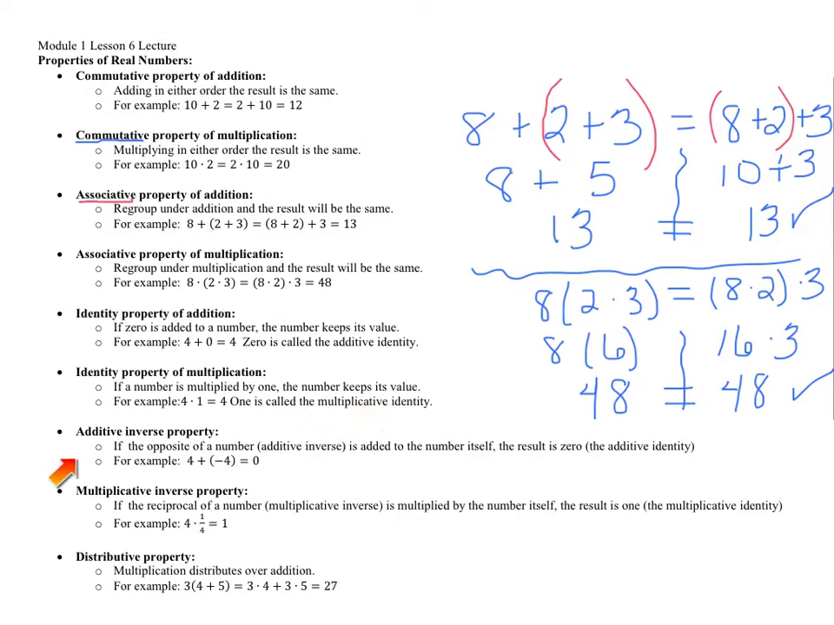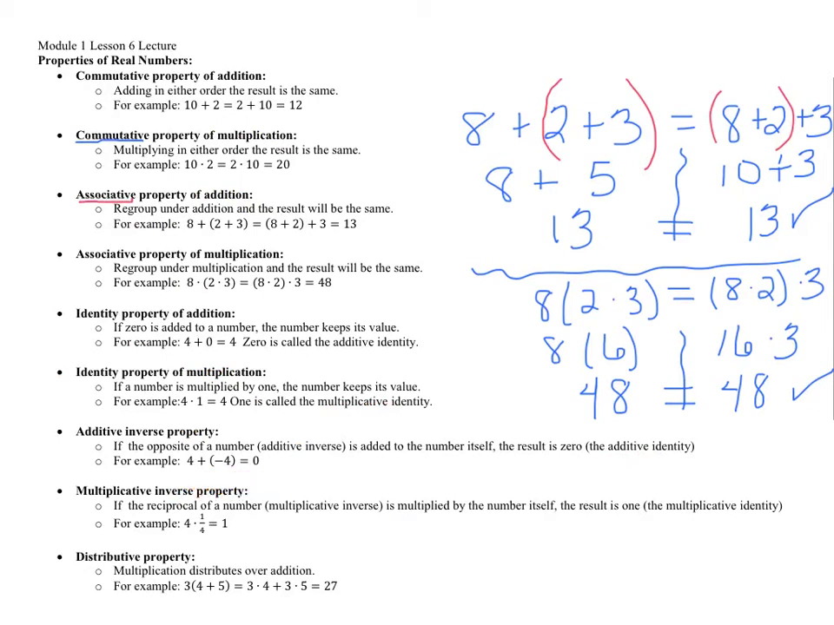Next, we have the additive inverse and the multiplicative inverse. These properties are closely related to the additive identity and multiplicative identity. For the additive inverse, we're told that if the opposite of a number, its additive inverse, is added to that number, the result will be 0, which is the additive identity. So for example, 4 plus negative 4 is 0.